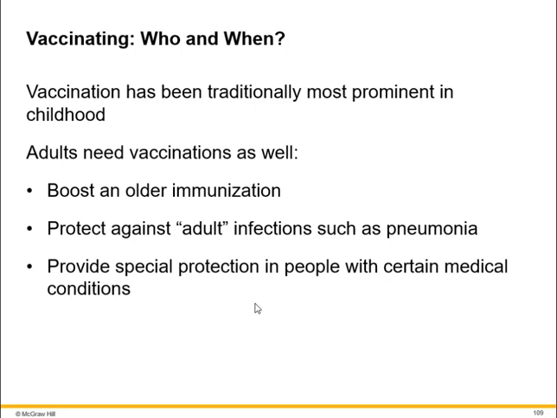So who is vaccinated and when? Traditionally we vaccinate in childhood. Adults, though, will oftentimes need boosters, and they'll need some vaccines that are necessary for adults, for infections such as pneumonia, shingles, things like that. So even if you've had chickenpox as a child, it might be good to have a shingles vaccine. And pneumonia is one of the number one respiratory illnesses that kills people in the 55 and older category.